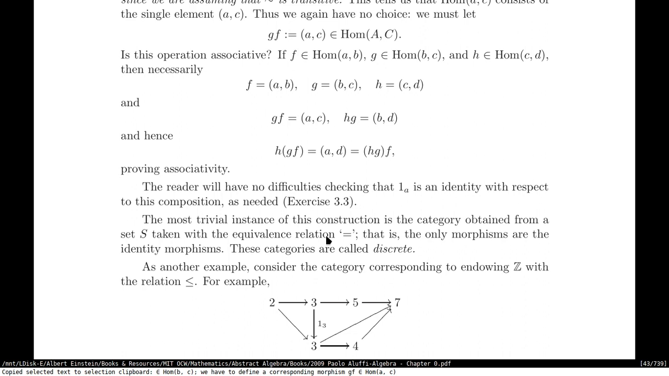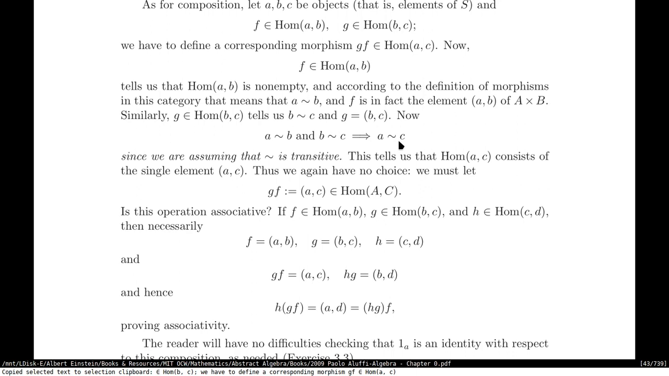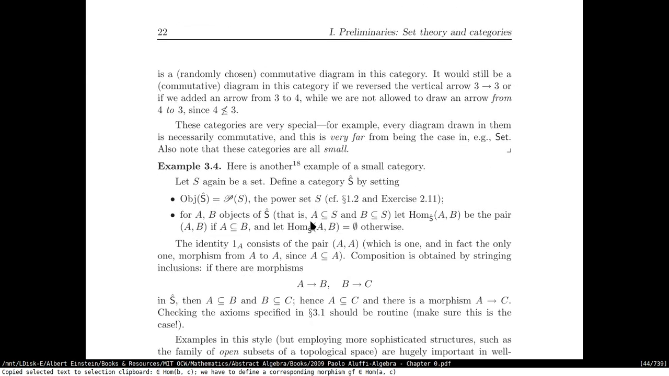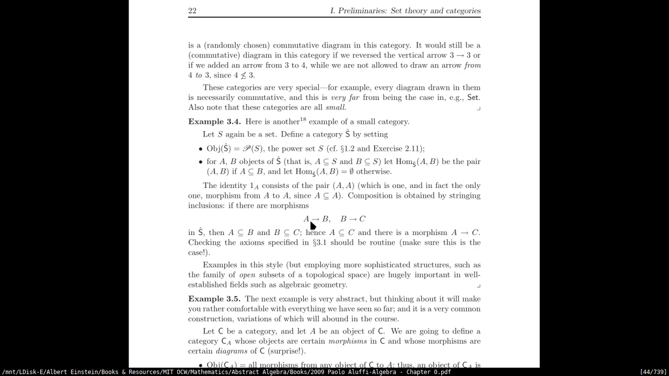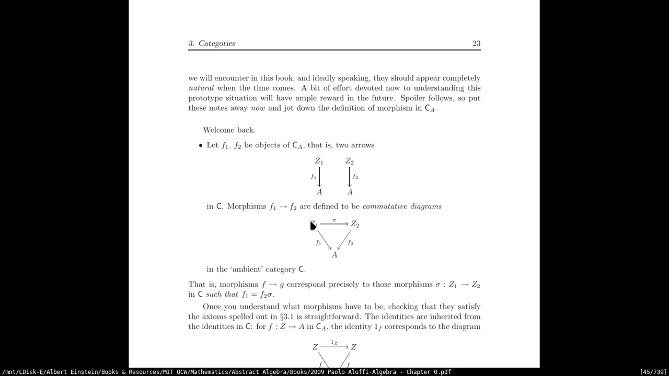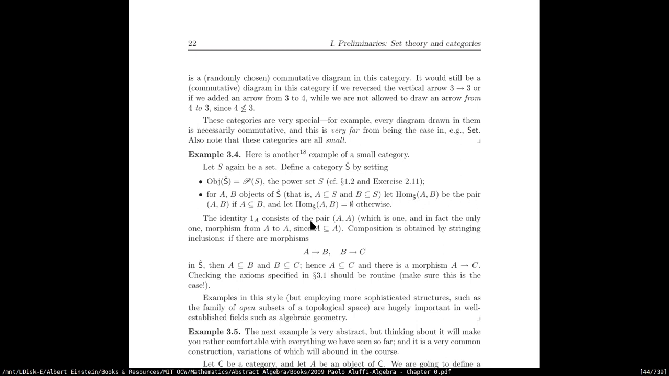Okay, so the most trivial instance of this construction is the category obtained from a set S with the equivalence relation being equals, right? So the only morphisms are the identity morphisms. Right here we had A tilde C, some kind of relation, but when you have the equals symbol, you're exactly having the identity morphisms. And these categories will be called discrete. Okay, we'll see a few more examples, and then we'll see how diagrams work according to what we've seen about categories.